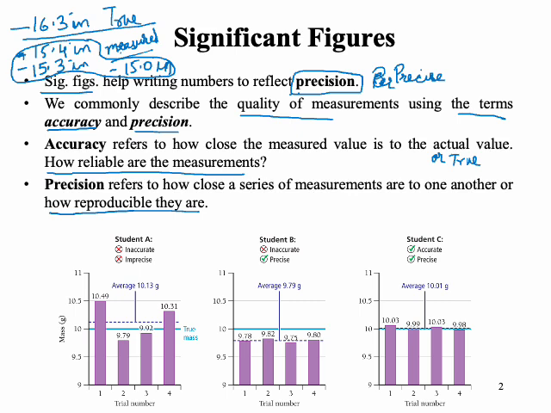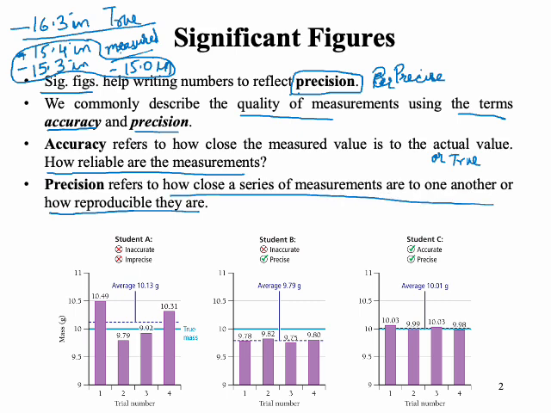So how close are your own trials? These measurements are called 3 different trials. How close are your own measurements to your other measurements? That is called precision. It refers to how close a series of measurements are to one another.